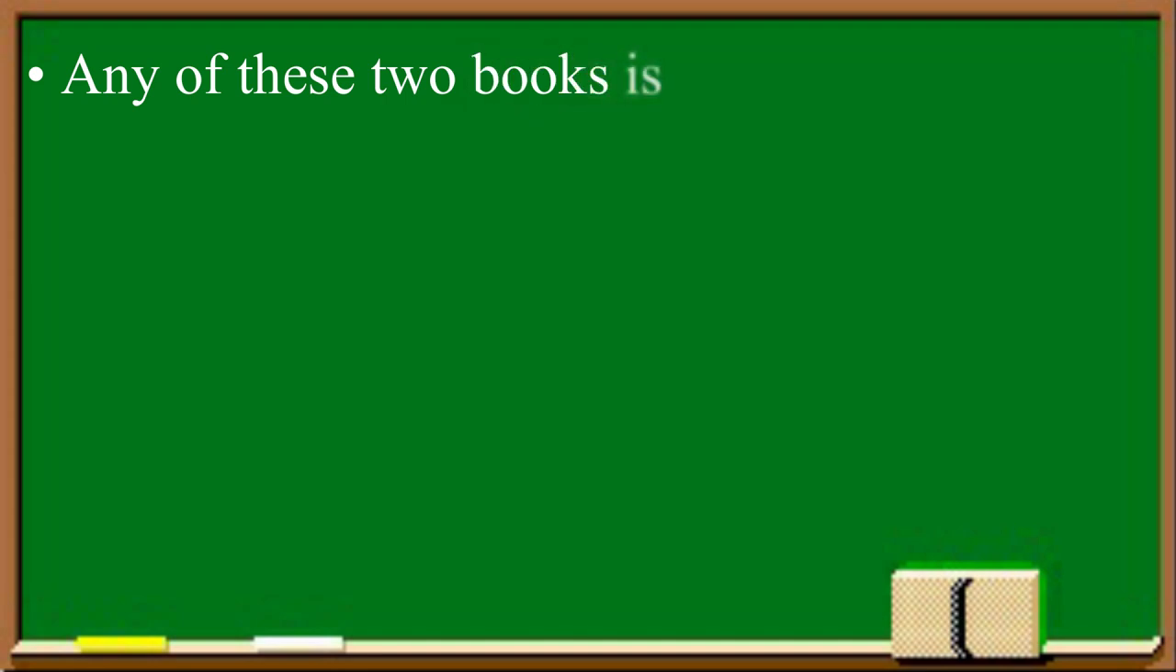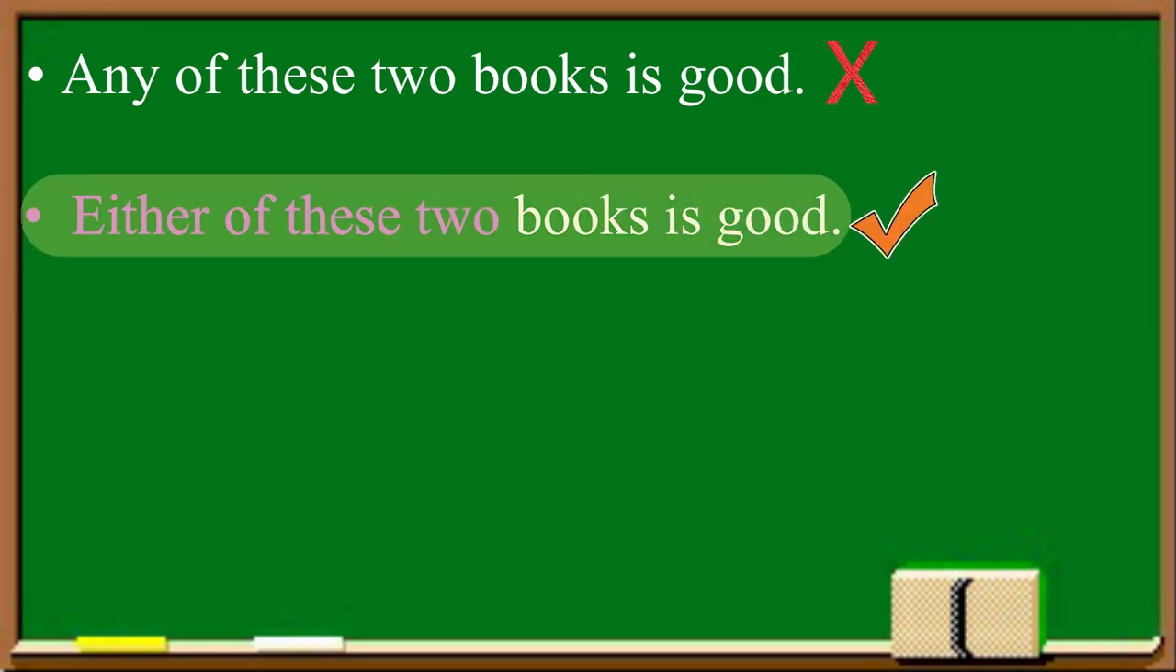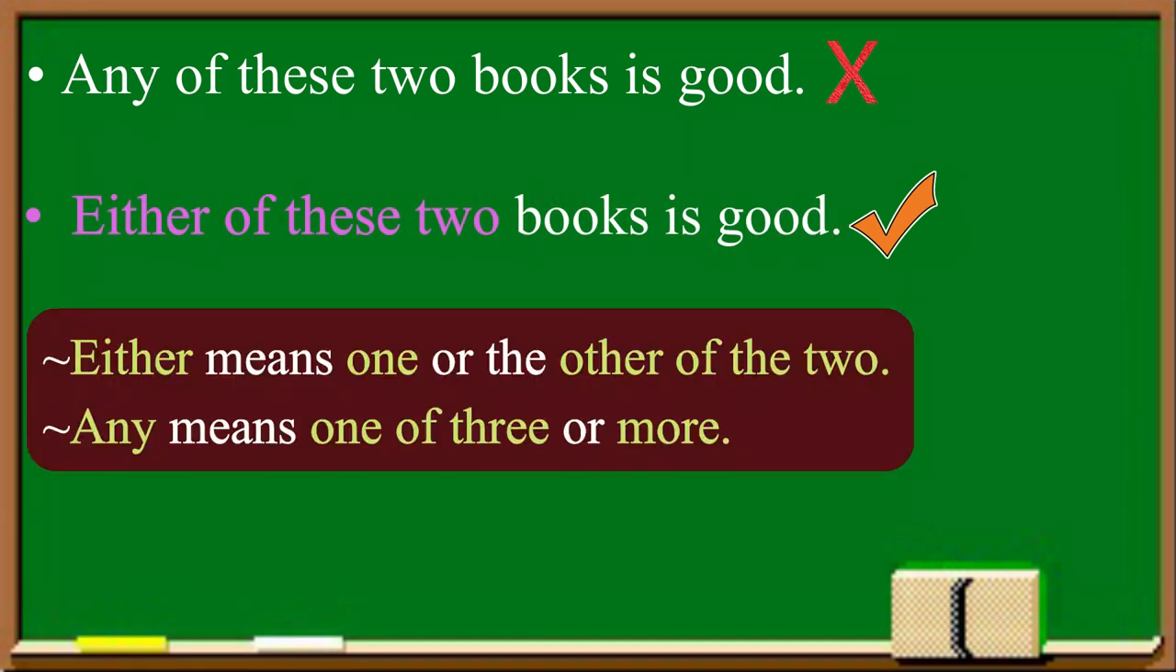Look at the first sentence. Any of these two books is good. This is incorrect. Please repeat the correct sentence after me. Either of these two books is good. Please note, either means one or the other of the two. Any means one of three or more.